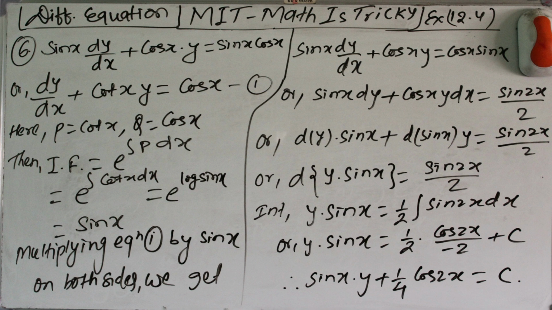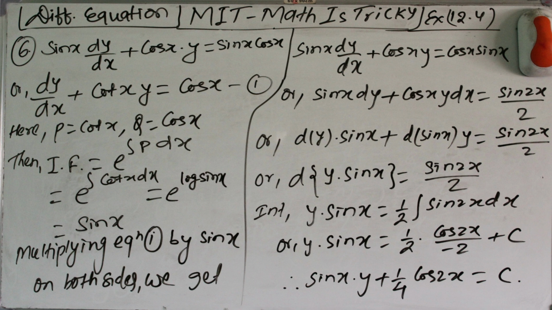Now by taking the LCM, we get sin x dy plus cos x dx into y equals, multiplying and dividing by 2, sin x cos x becomes sin 2x by 2 dx. This is the left hand side. Let's try to change the left hand side into the product of two functions. So it is simply the derivative of y into sin x equals sin 2x by 2 dx.